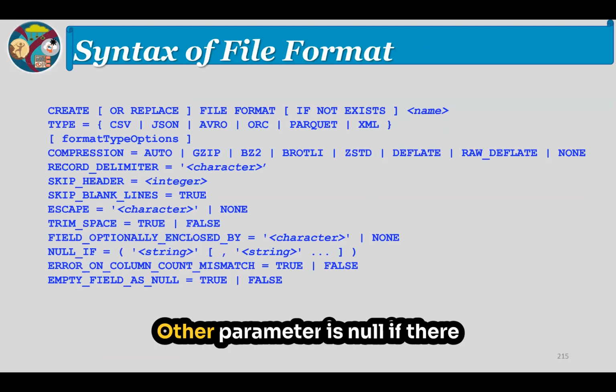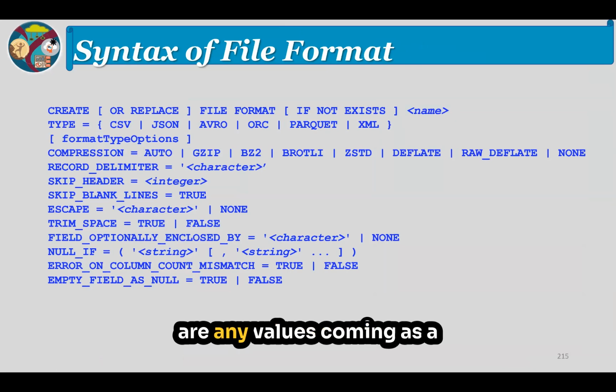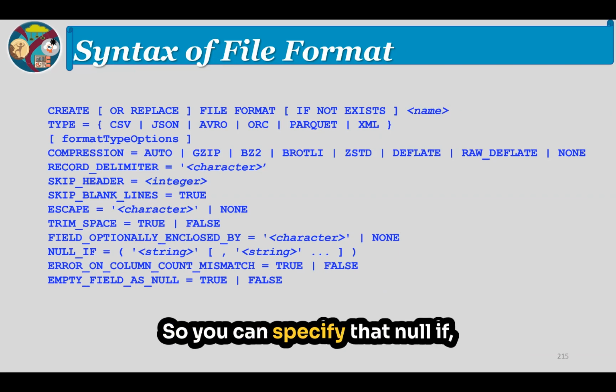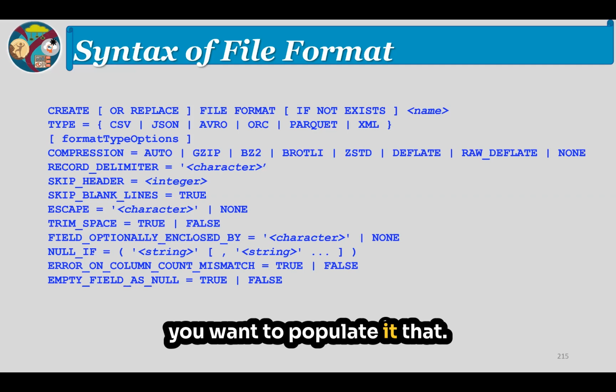Now, the other parameter is null. If any value is coming as null for a particular column, you can specify that null, and then you can specify what value you want to populate it with.